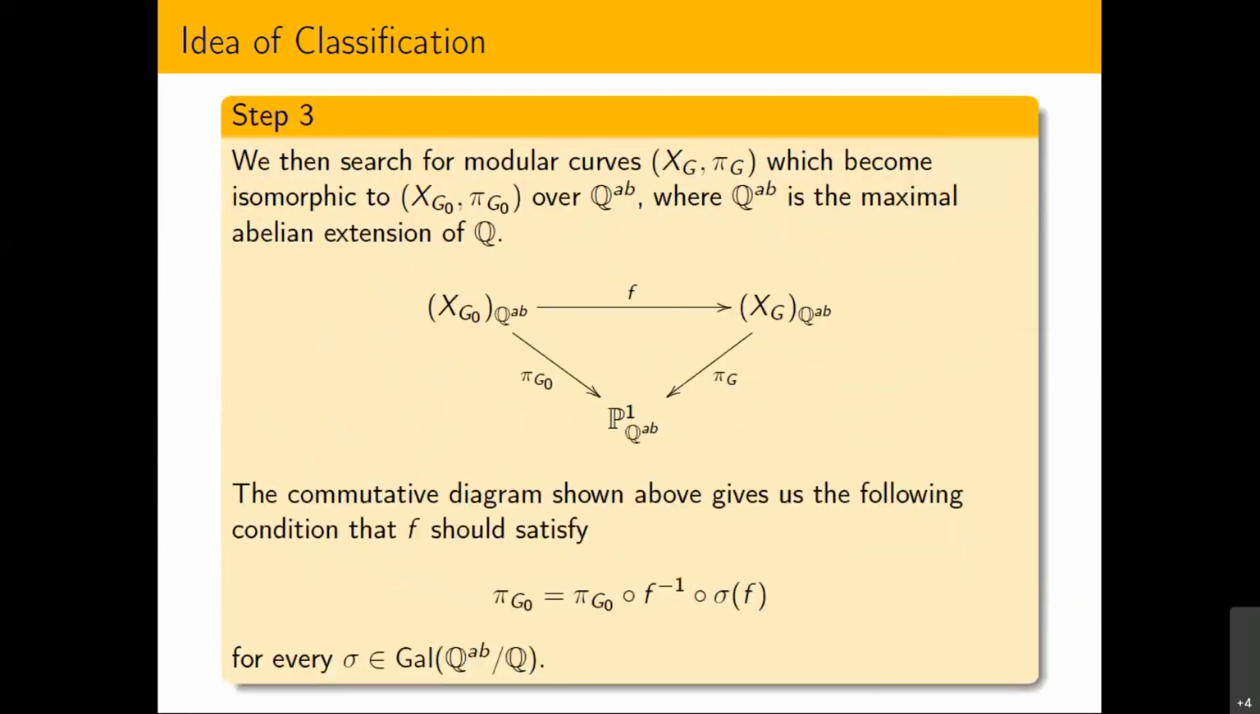once I have a curve (X_G0, π_G0), then I search for modular curves such that X_G and X_G0 are twists of each other over the maximal abelian extension of Q. Again, I want the isomorphism such that this diagram is commutative. So this gives me a condition on the cocycles. Given a cocycle, again as I described before, I check if the corresponding curve X_G is P1 of Q. And if yes, then I compute the map π_G.